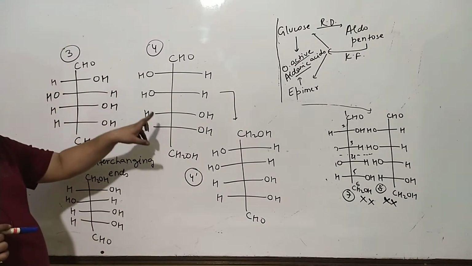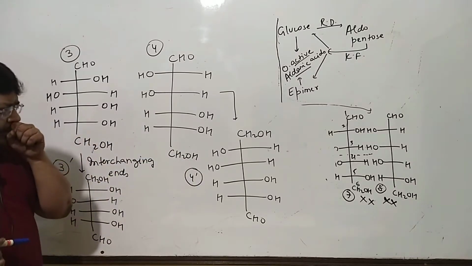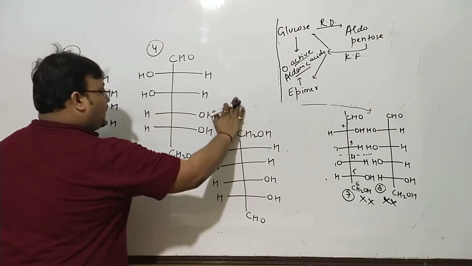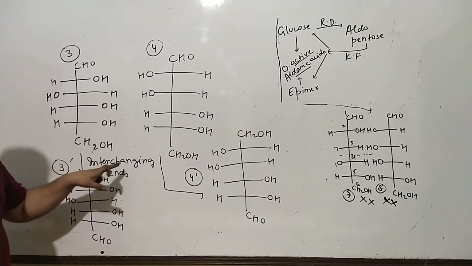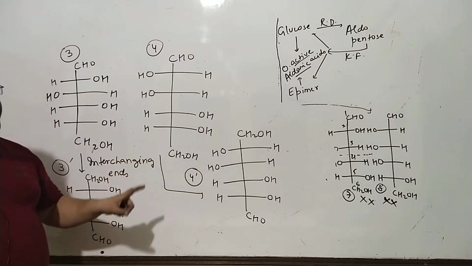Now look at 4 and 4 prime. I should be giving the arrow here because this is like interchanging ends: 3 to 3 prime, 4 to 4 prime. Look at 4 and 4 prime.